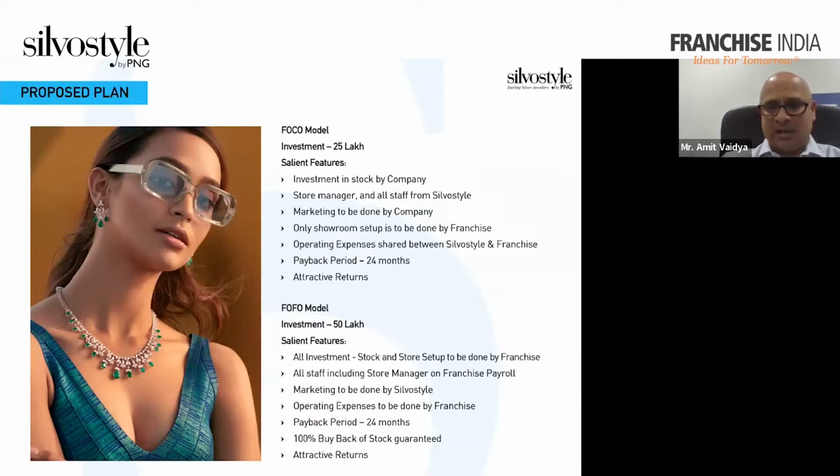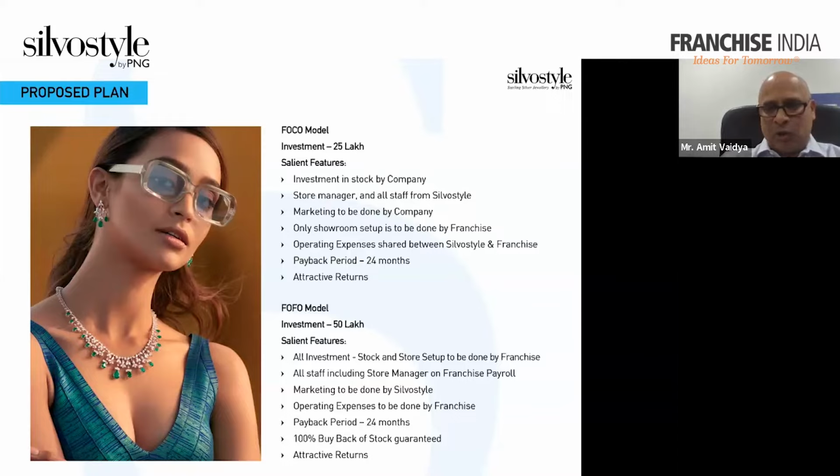the franchisee side. The company, that is Silvostyle, would put in all the stock which is required for the store. They would supply a store manager also for the store, and the other staff also would be put in from Silvostyle, but the salary for that staff will have to be paid by the franchisee. So the company would be sharing the operating cost with the franchisee.